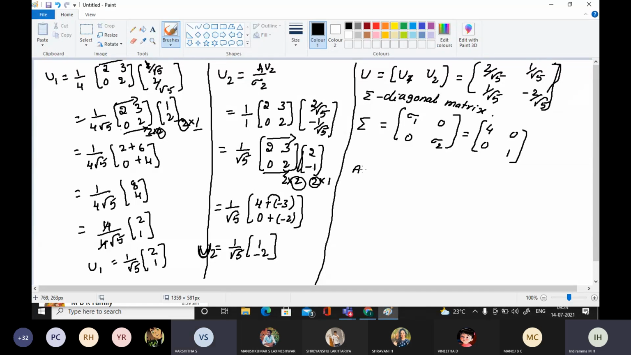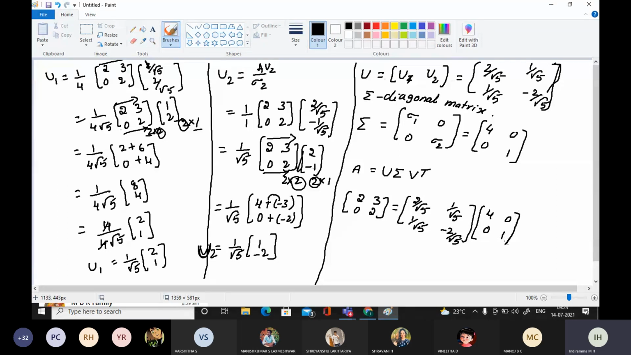So now finally it is U into sigma into V transpose. The matrix A is (2 3; 0 2). It can be written as U. What did we get for U? 2 by root 5, 2 by root 5, 1 by root 5, then 1 by root 5, minus 2 by root 5, and sigma. Sigma is (4 0; 0 1) into V transpose.